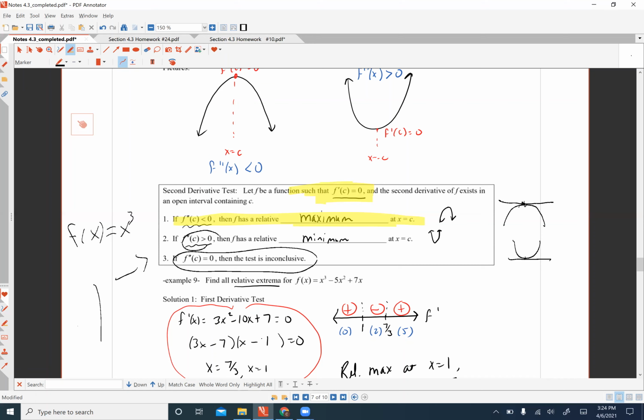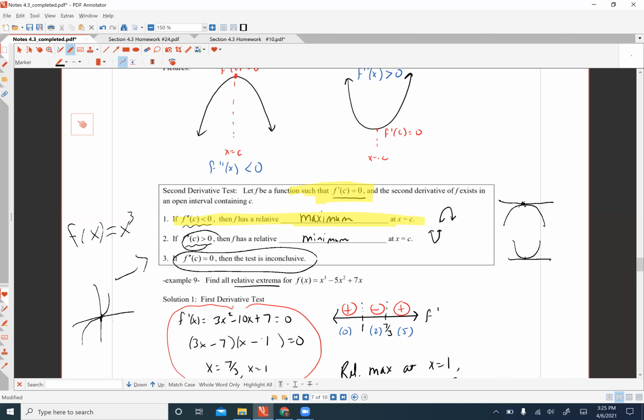And if you graph the function, let's say f of x equals x cubed, the first and second derivative is 0 at 0, right? So 0 is not a relative min or a relative max, right? So the second derivative test only works if the first derivative is 0 and the second derivative is not 0. But if both the first and second derivative are 0, you're going to have a point of inflection, but you may not have a relative extremum.